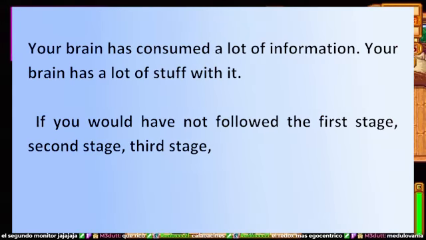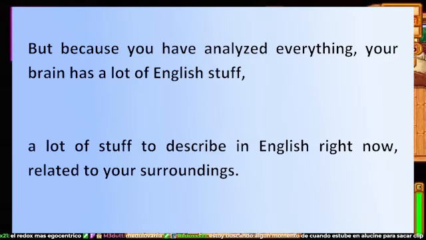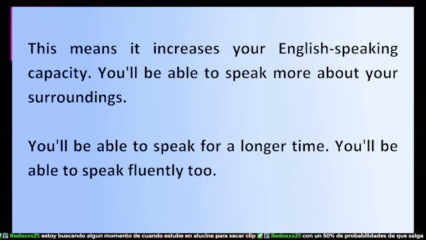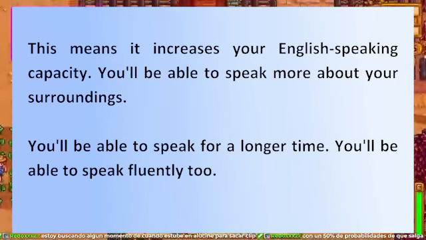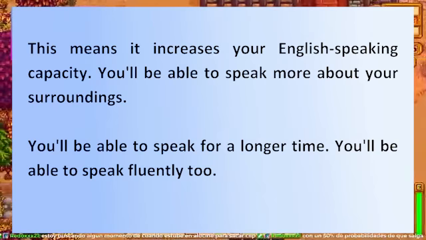Your brain has consumed a lot of information. Your brain has a lot of stuff with it. If you would have not followed the first stage, second stage, third stage, and directly you are to describe your surroundings in one go in English, that would be a bit difficult because you might run out of sentences, run out of thoughts, of words, what to say, now what to describe. But because you have analyzed everything, your brain has a lot of English stuff, a lot of stuff to describe in English right now, related to your surroundings. This means it increases your English speaking capacity. You'll be able to speak more about your surroundings. You'll be able to speak for a longer time. You'll be able to speak fluently too.